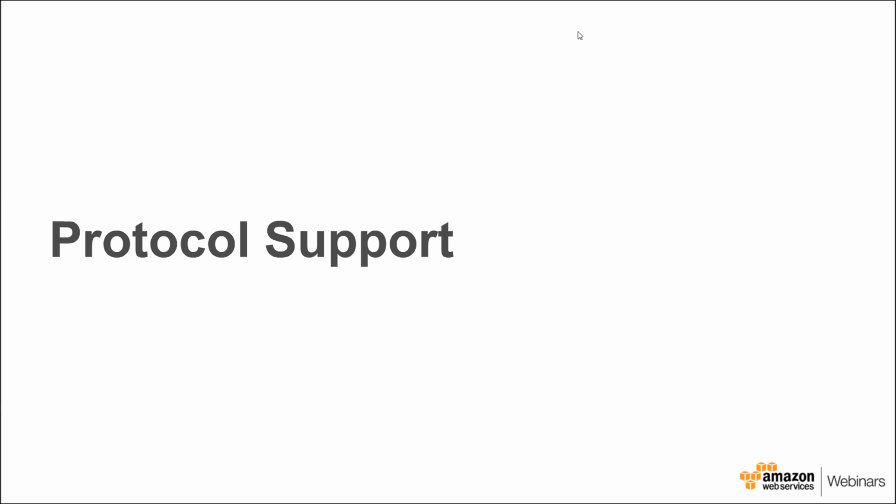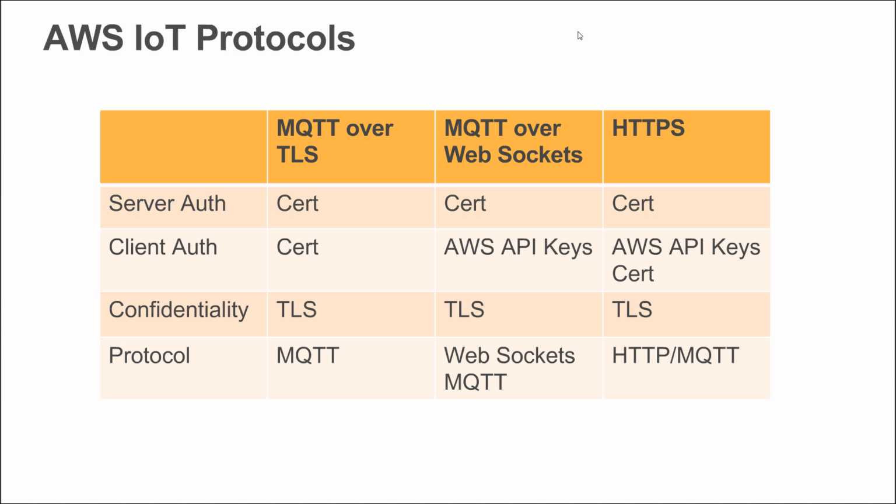Well, one of the things that a lot of effort's gone into is protecting protocols that are used to transmit the IoT information, the data that's critical to our business systems as it goes across the network. And there's a number of ways of doing this. In IoT, we support a number of protocols: MQTT over TLS, MQTT over WebSockets, and HTTPS.